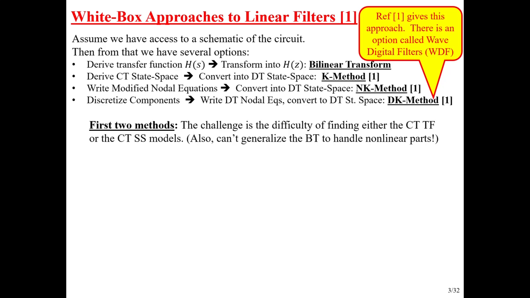So these first two methods, just finding the transfer function or finding the continuous time state space model, there are some challenges. The biggest challenge is that you have to find those things, and they can be challenging if the circuit is complicated. And also, the bilinear transform has no easy way to generalize to include any nonlinear devices that we're soon going to be considering in the next video. So they're not really the best approaches. That's why in the paper he goes on and looks at the third and the fourth.